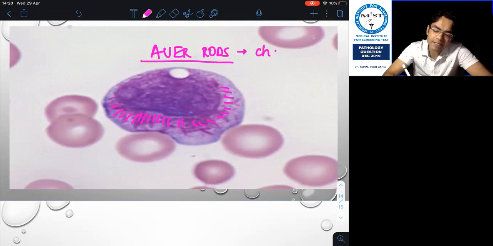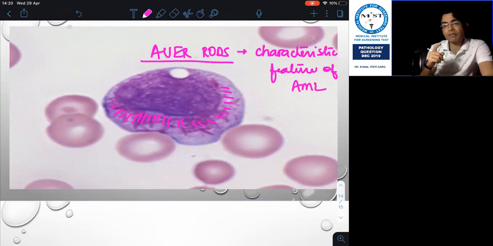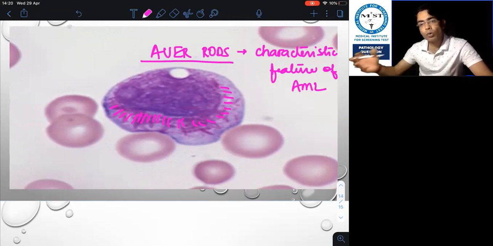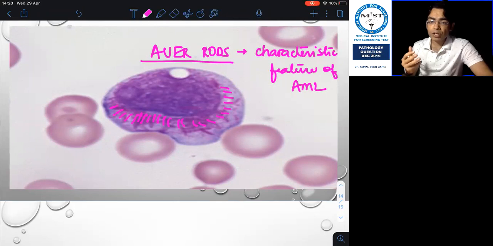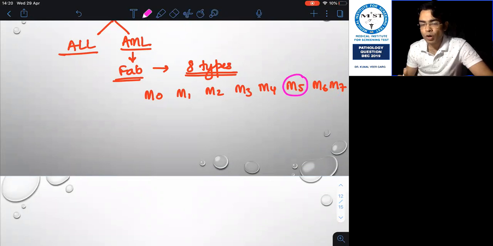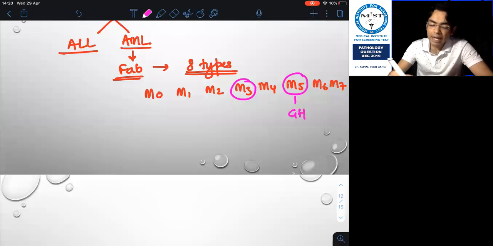This is a characteristic feature of AML. If the examiner says you are finding Auer rods, you directly go to this picture; it cannot be anything other than AML. But a leading question can come: which type of AML out of these 8 types contains Auer rods most commonly? It is M3. So M5 is for gum hyperplasia and M3 is most commonly for Auer rods.